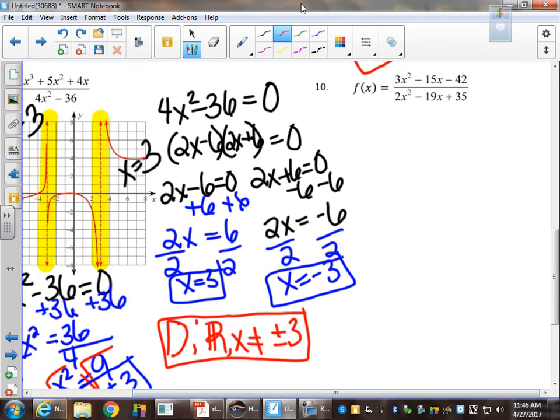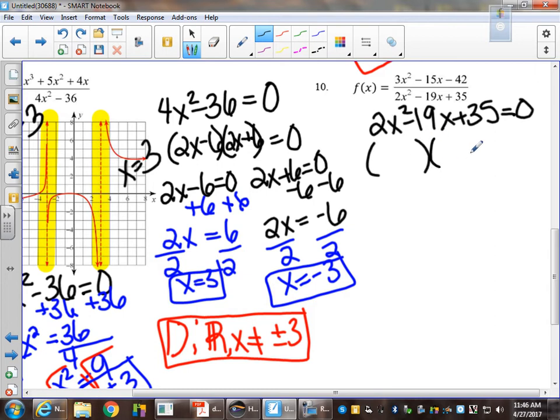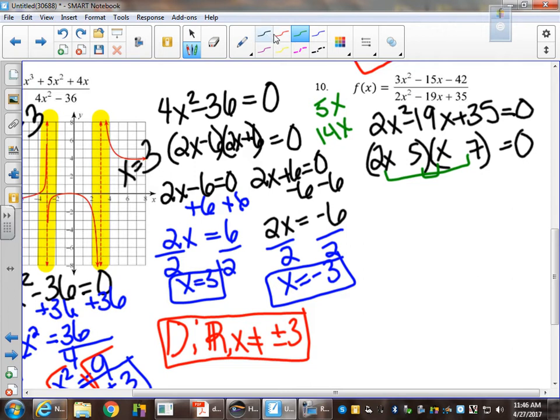Let's look at our last domain question. We are going to set it equal to 0 for denominator. And now factor. 2x, x. It's going to be 7 and 5. We're going to have a 7 over here and a 5 over here. Inner gives us 5x. Outer gives us 14x. That will get us 19 as long as they're both negative. Negative 5 minus 14 gives you negative 19. And negative times a negative gives a positive.